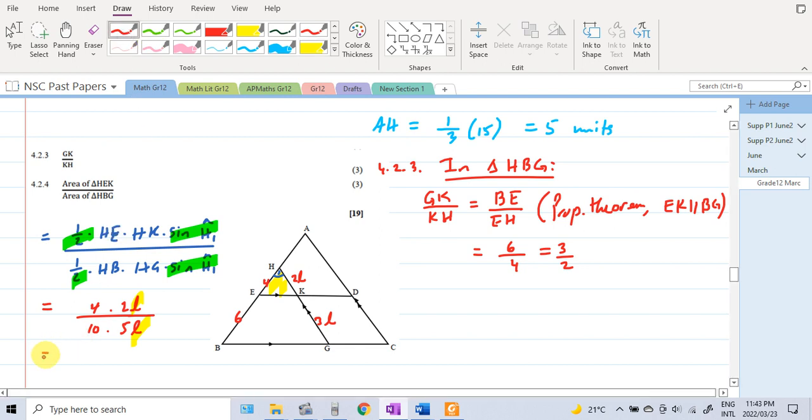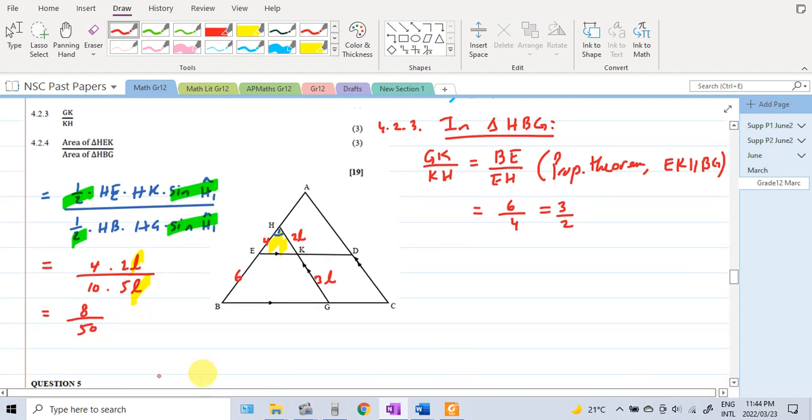Obviously we can cancel this out, or we can just simplify it. 4 times 2 is 8. 8 divided by 50. 8 out of 50, which is 4 out of 25. Right, that should be your solution. So what is the area of triangle HEK divided by the area of triangle HBG? 4 out of 25.